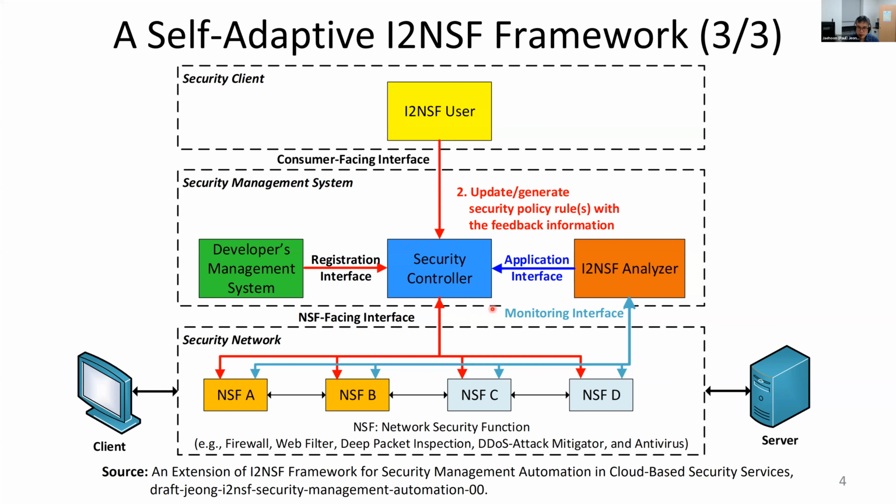So we can see this extended I2NSF framework providing a feedback control loop. We collect NSF monitoring data and process the data with machine learning technology, and deliver feedback information to the security controller. The controller delivers new or updated security policy to the appropriate NSFs. This extension of the I2NSF framework is described in my new ID.